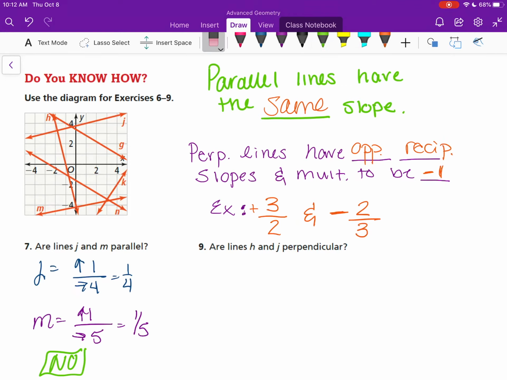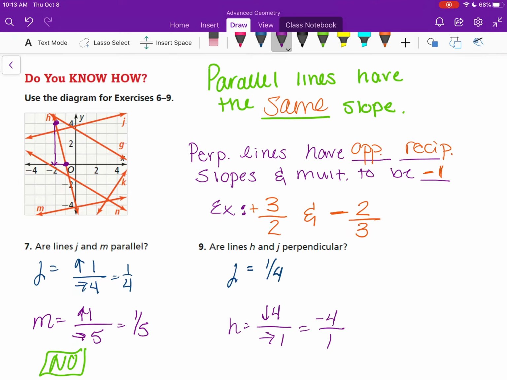Let's look and see, are lines H and J perpendicular? Which we already know the slope of J is 1/4. We already did that. So let's find H. Find a point on H. Here's one. Find another. There's one. All right. So it goes down 1, 2, 3, 4. So H goes down 4 over 1. So that's negative 4 over 1.